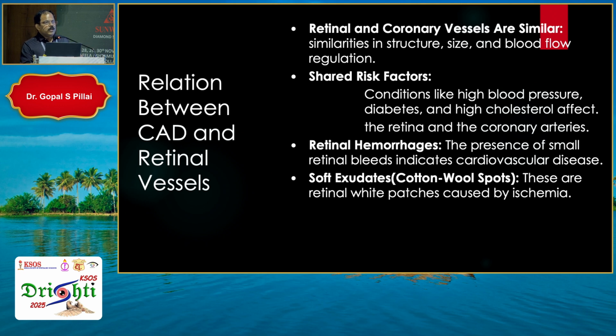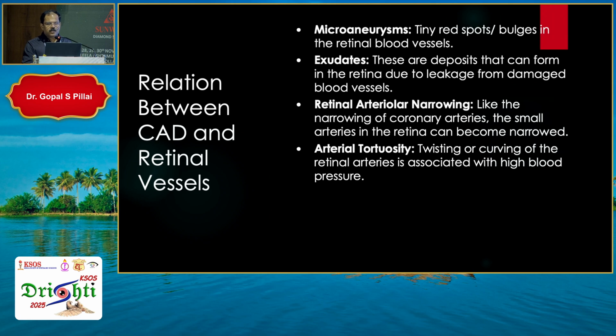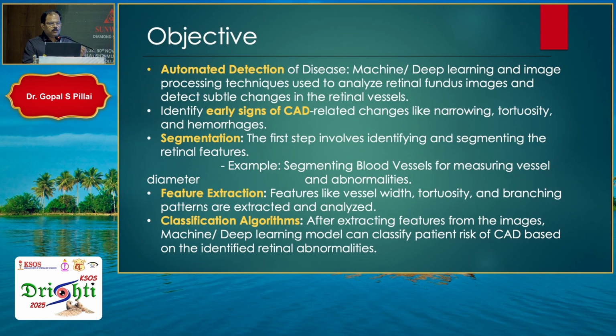So to start with, we started with coronary artery disease. There were a lot of similarities in the coronaries as well as the retinal vessels, and we looked at it. The objective was automated detection of coronary artery disease patients and patients at risk, and to identify early signs of CAD based on retinal imaging, segmentation, feature extraction, and classification algorithms.